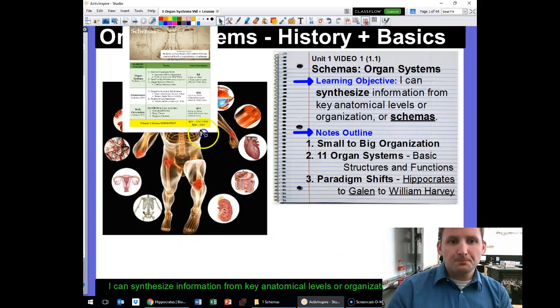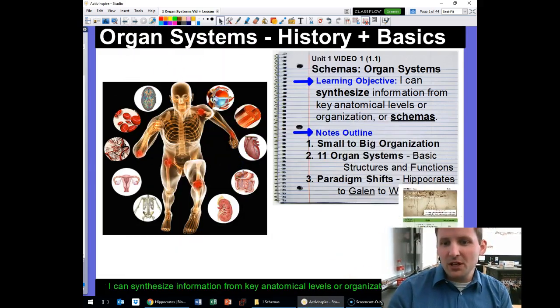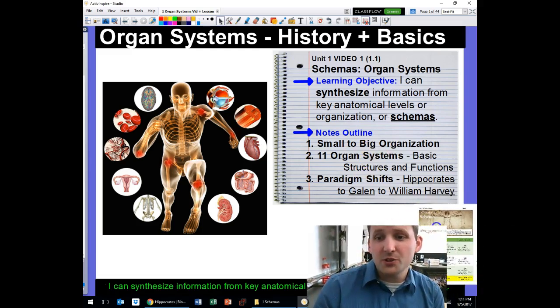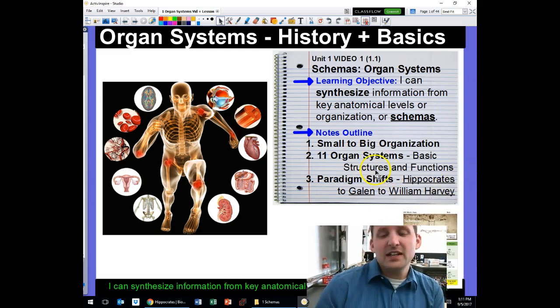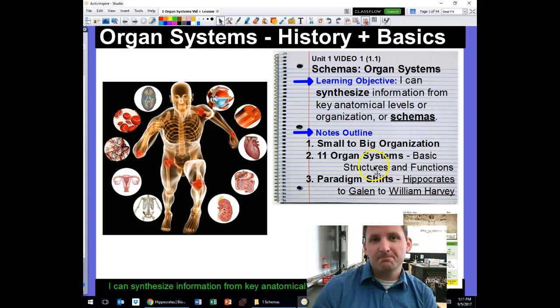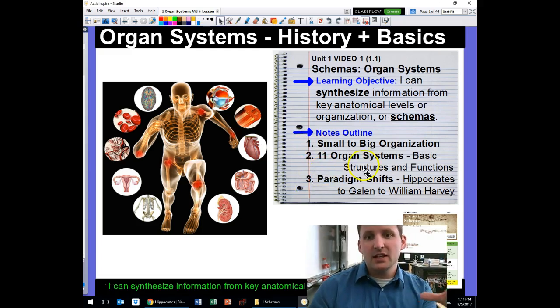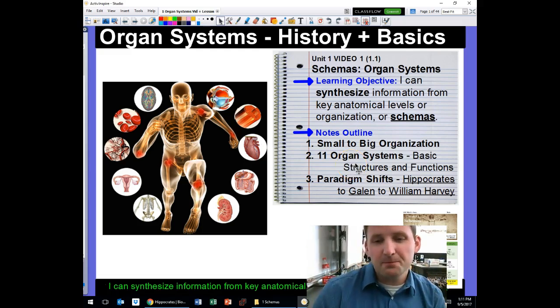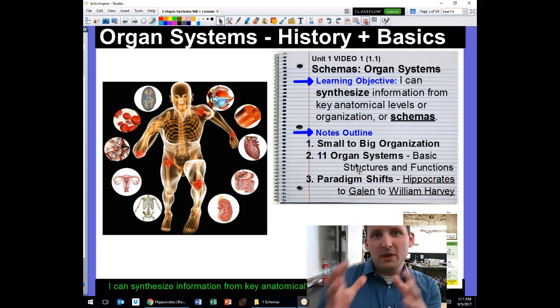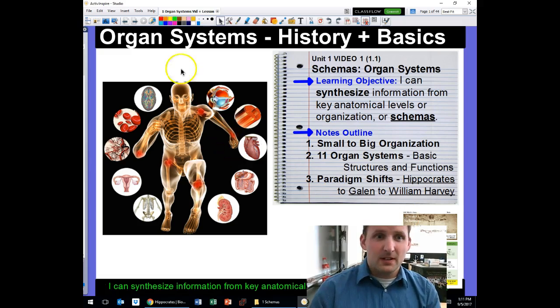So let's jump in. So a big question, and I would write down this outline too. Another idea would be to write down this outline first, and so as you go through, you're making sense of 1, 2, and 3, the big ideas. We're going to talk about how your body's organized from small to big. We're going to talk about the 11 different organ systems of the human body, and we're going to talk about some paradigm shifts, some shifts in worldview and medicine on what the most important thing of the body is.